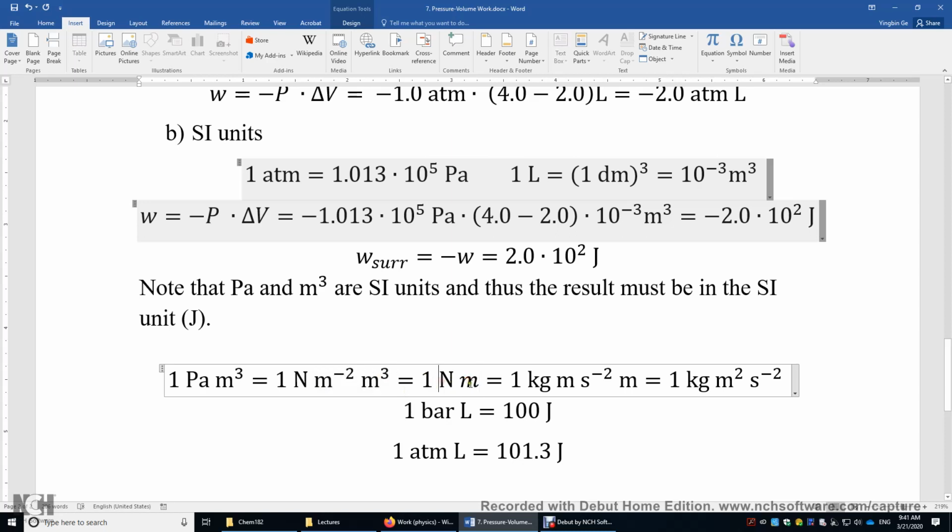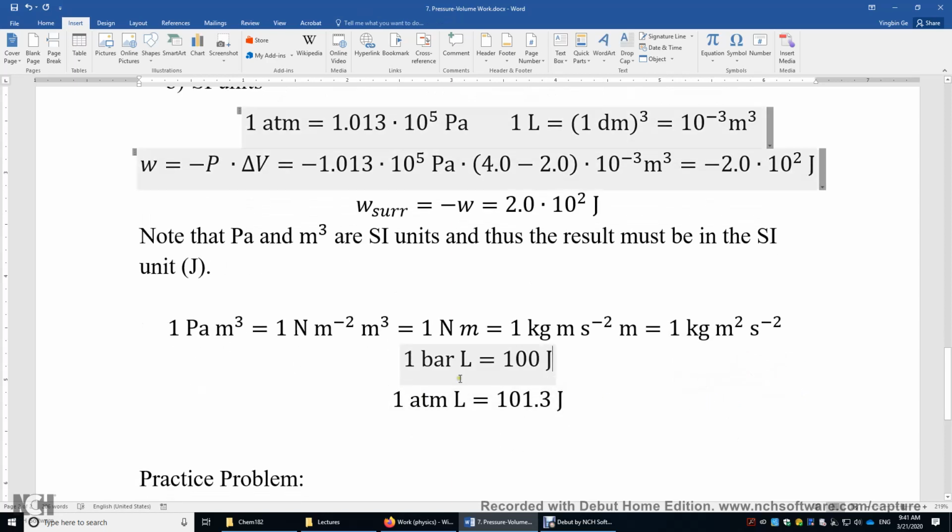And then 1 Newton is 1 kilogram times meter divided by second squared. This is the SI unit of mass. This is the SI unit of acceleration. So in the end, we have 1 pascal times 1 cubic meter is equal to 1 kilogram times meter squared times second to negative 2. Again, this is simply 1 joule.